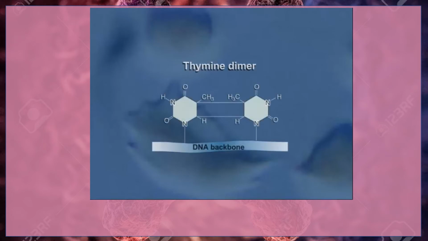UV light and other ionizing irradiations damage DNA molecules by creating thymine dimers between adjacent thymines in the DNA chain. The dimers weaken hydrogen bonding and lead to deformations of the double helix that create subsequent errors in replication resulting in mutations.